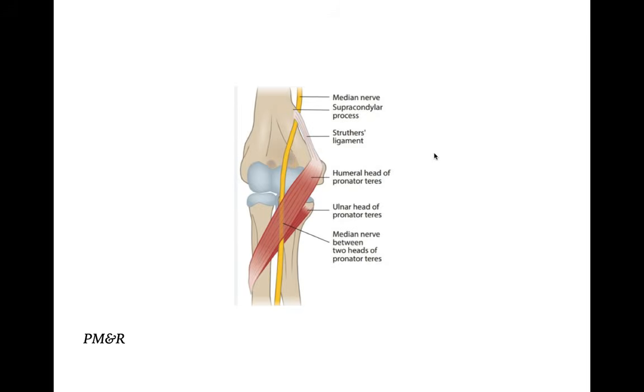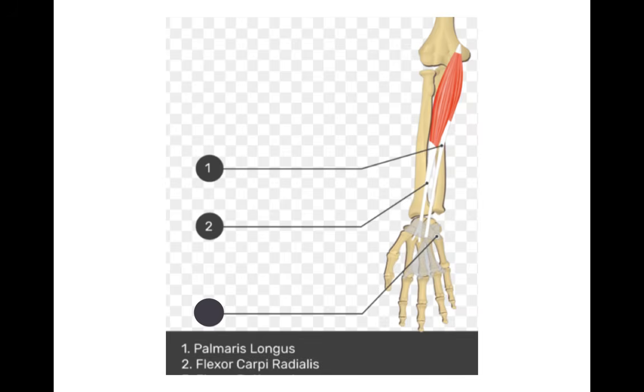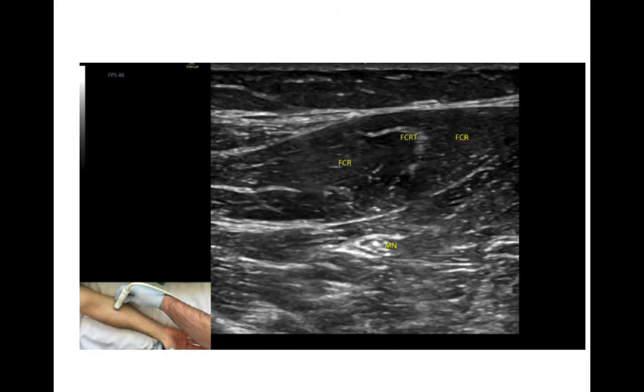So pronator teres has two heads, humeral head and ulnar head, and the median nerve passes in between. And this is an ultrasound image showing the median nerve. And this is an image showing palmaris longus and FCR. So this is flexor carpi radialis, and medial to that you will have palmaris longus. Here you can see FCR, and in between, the tendon is becoming evident here a little bit more distally.